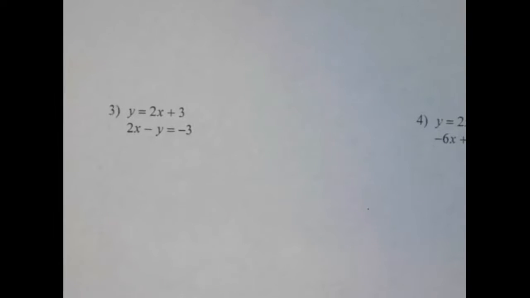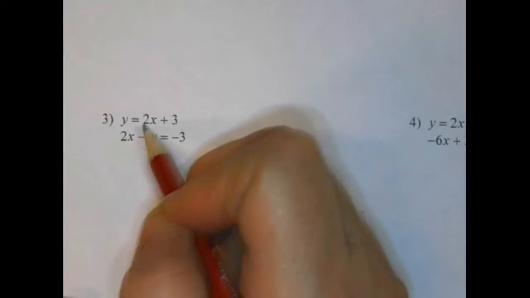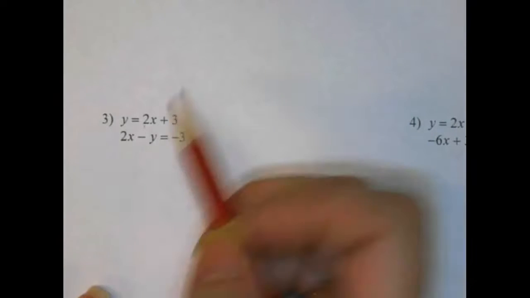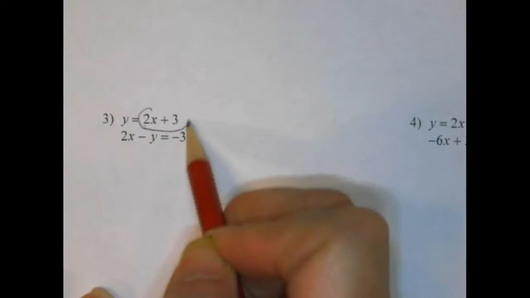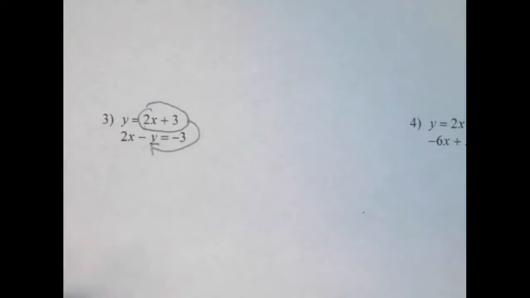All right, so starting with problem number 3. They are still both set up. We have two equations, right? One of them isolates my y, and it tells me what my y is equal to. And we're still going to use the substitution method. So I'm still going to circle what y is equal to, but draw an arrow to where the y is.